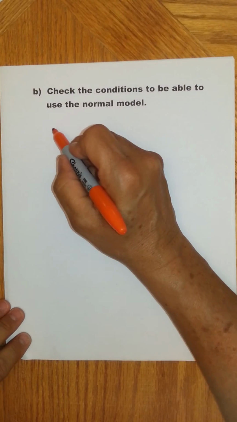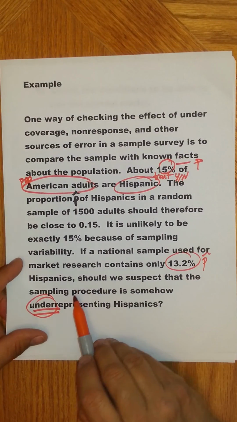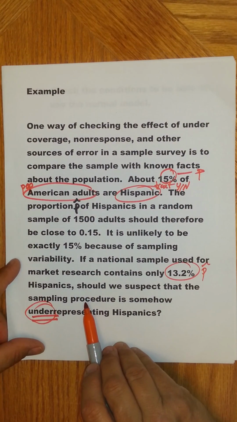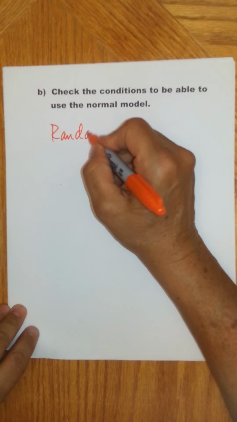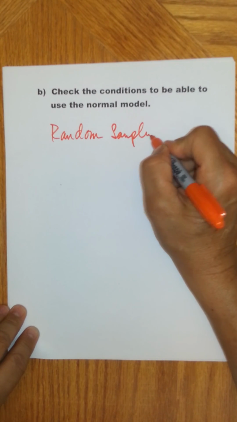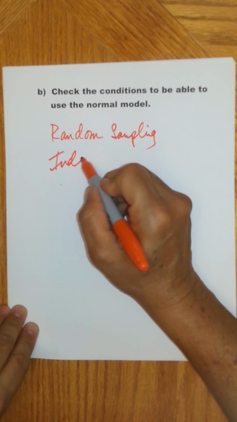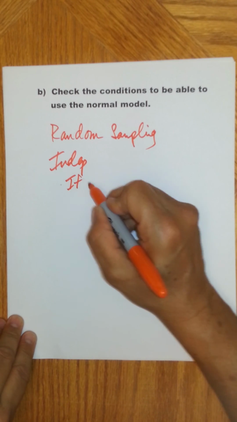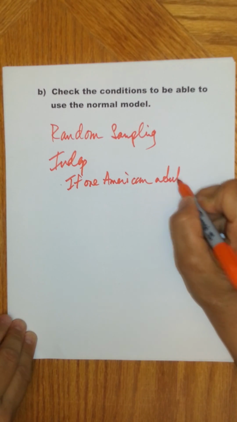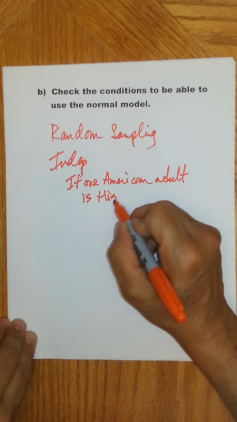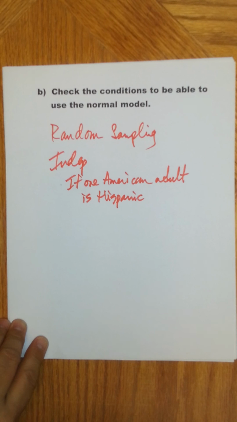So in our case, we're told the sample is random. That's actually in the problem. Random sample, right there. So we're told random sample. And now independent, you could say that if one American adult is Hispanic, it certainly obviously won't affect whether another one is.